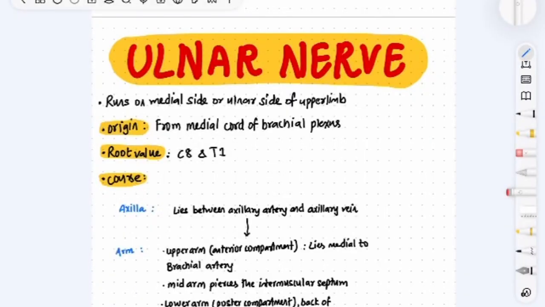Welcome to Medial Atlas. In today's video, we are going to talk about a very important LAQ from the upper limb, that is the ulnar nerve. Let us start with the topic, ulnar nerve.